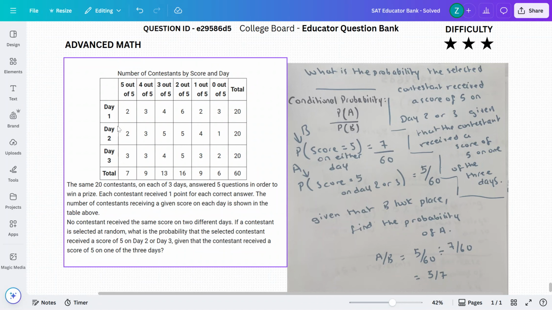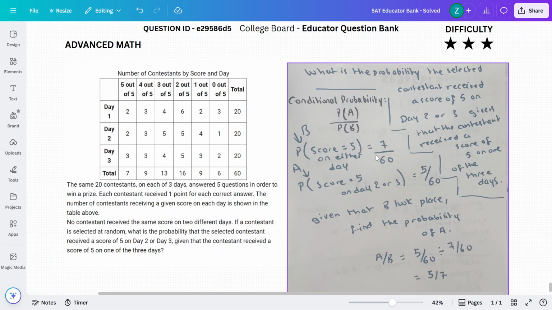Now we add the score of 5 on day 1, day 2, and day 3. That gives us 7 over the total number of scores, which was 60. Now 7 over 60 is probability of B. Now, as the equation here tells us to do, we're going to divide the probability of A, 5 over 60, by the probability of B, 7 over 60. Now that would be 5 over 60 divided by 7 over 60. Now the 60s cancel each other out, and 5 divided by 7 gives us the answer 5 over 7, which would be the correct answer.